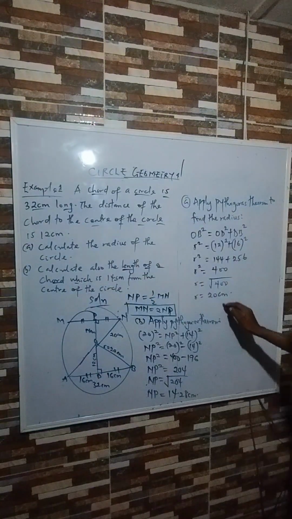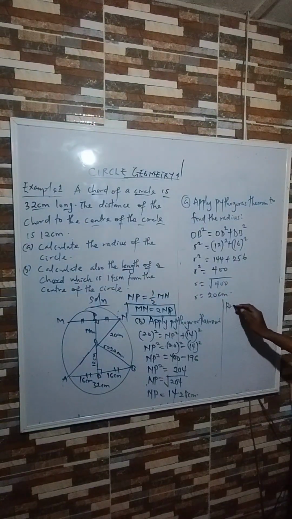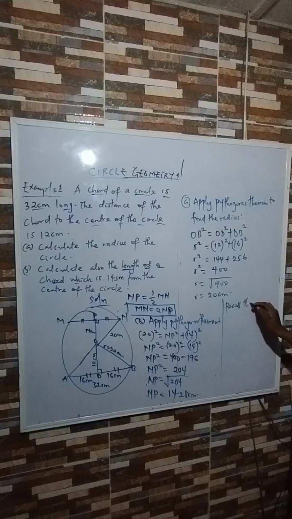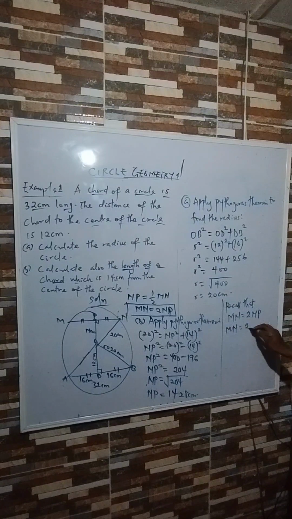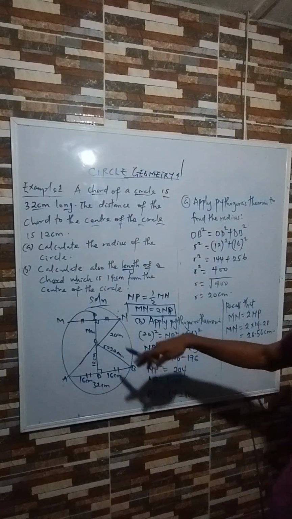So we are now going to come back here and say, recall that MN is 2NP. So we are now saying that our MN is equal to 2 times 14.28. And what is 2 times 14.28? We give you 28.56 in centimeters. So this question now has been answered.